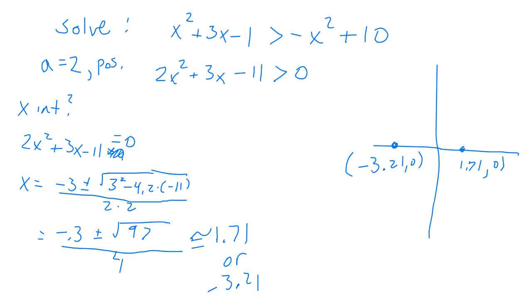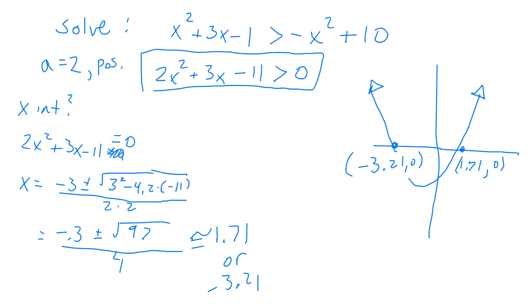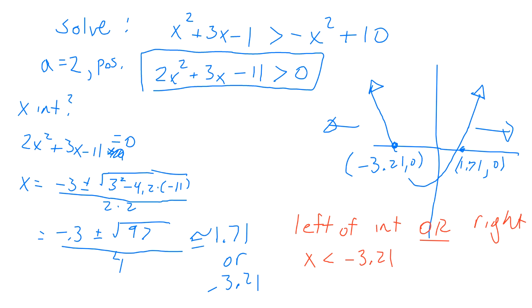We have a concave up parabola, which means the graph has to look something like this. We can find the vertex, but it's actually not so important. We just want to know, where is this positive? Well, it's positive to the left or the right of the respective intercepts. So x can be less than -3.21, or x could be bigger than 1.71.